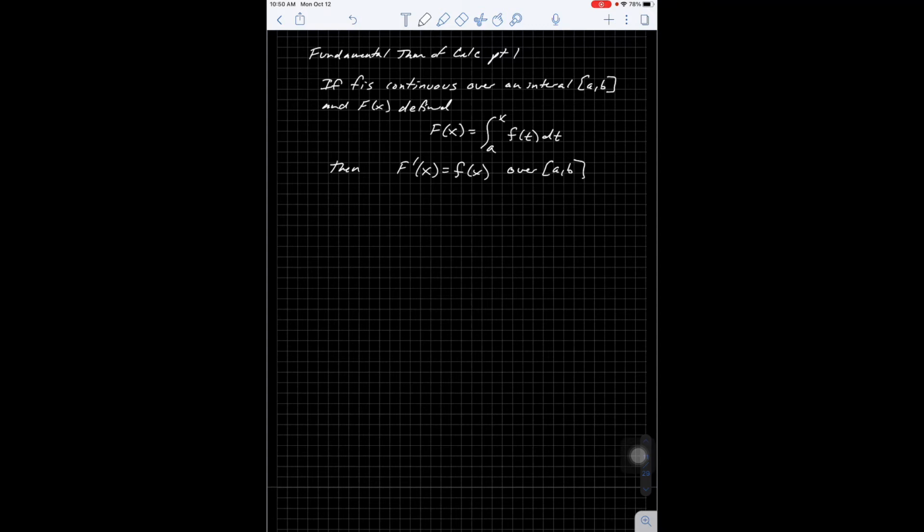All right, so basically what this is saying in English, it's a lot of fancy math, but it's saying if you take the derivative of an integral, they cancel each other out. That's kind of the heart of what it is. Now there's a few specifics.